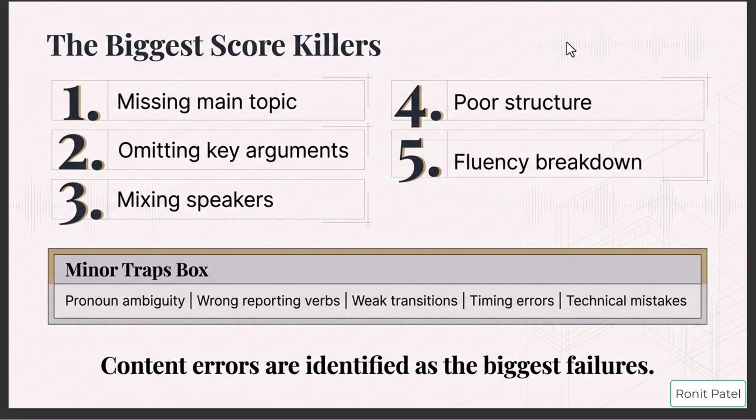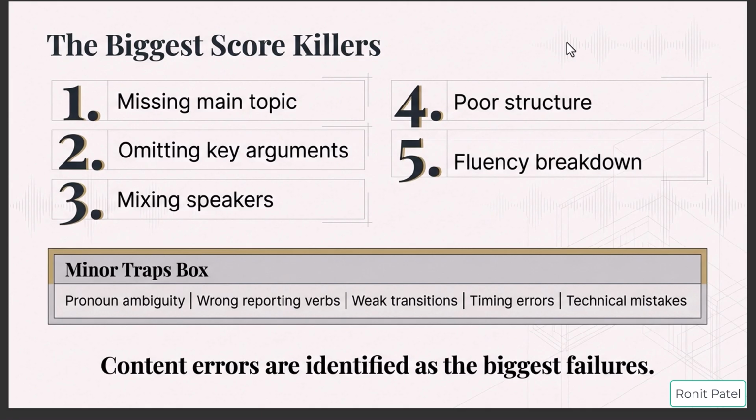Fourth, poor structure. Unstructured speech sounds like rambling. The template from slide 11 solves this problem. You can rewind this video and go through the template that is provided. Fifth one, fluency breakdown. Long pauses, restarts, or filler overload will reduce oral fluency. Now, some minor traps are provided in the box: pronoun ambiguity, wrong reporting verbs, weak transitions, timing errors, and technical mistakes.